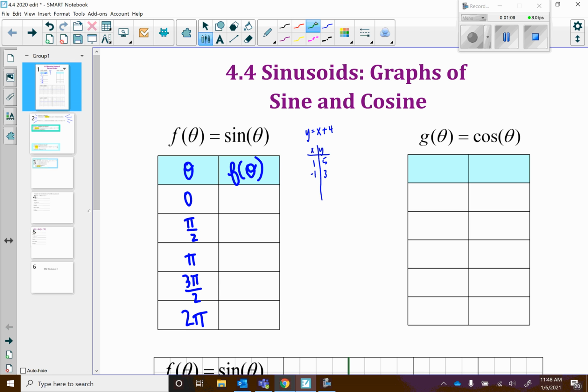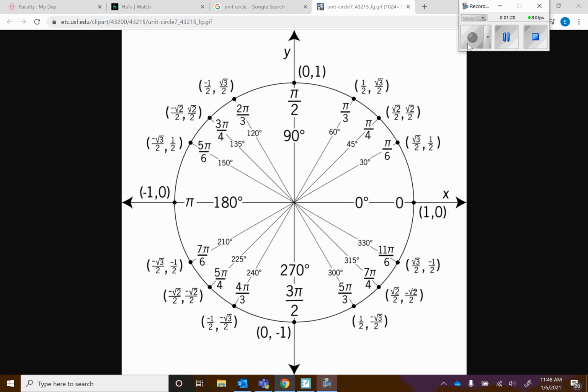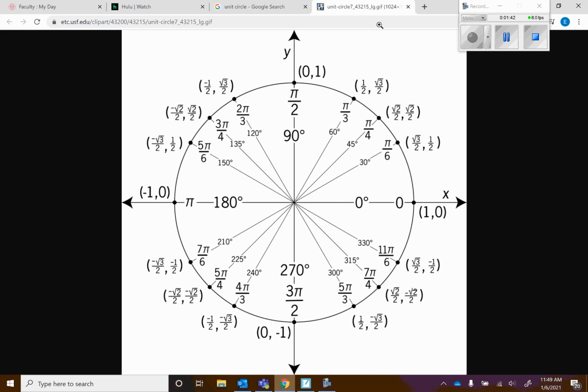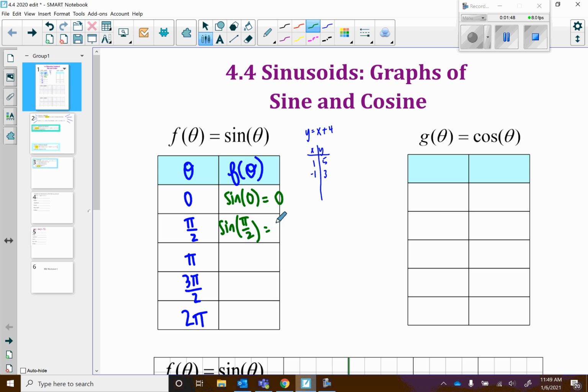So to find our y value here, I need to find sine of 0. If you take a moment to find your unit circle, we can look at that. Remember, sine is y, so we are looking at sine of 0 degrees. We're right here. Sine is y. The y value here is 0, so that means sine of 0 is 0. Sine of pi over 2, we can go back to our unit circle. Pi over 2 is that 90 degrees, right? The y value of this point is 1. So sine of pi over 2 is 1.